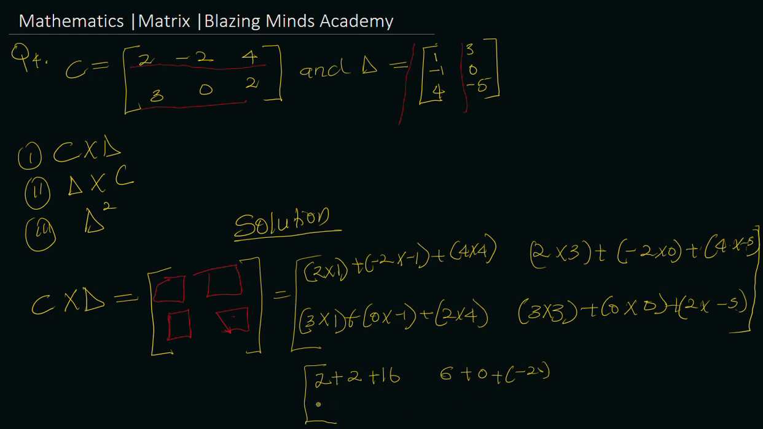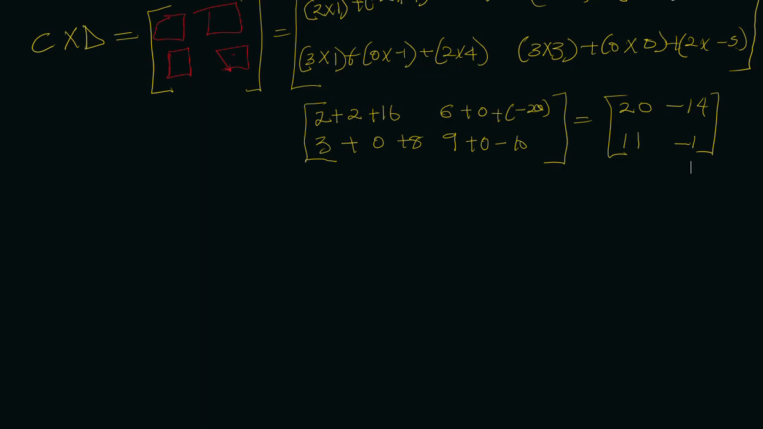And see that now. This is going to be what? 3 plus 0 plus what? 8. This is going to give me 9 plus 0 minus 10. And this is equal to 2 plus 2 plus 16. That's going to be 20. And this is going to be 11. This is going to be negative 14. And I'll be having negative 1. This is the answer for the first question.